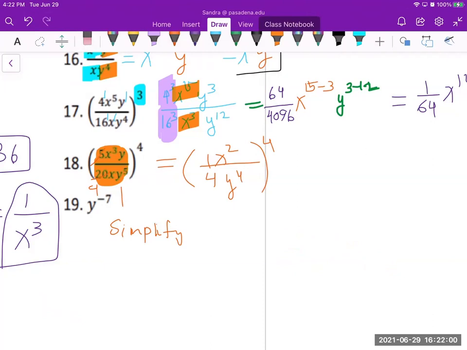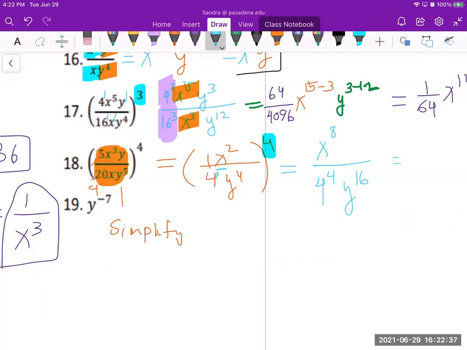Okay, now next, I'm going to distribute the exponent. Now, once again, you can distribute the exponent if you want to, like I did on problem 17, without simplifying it, but then at the end, you still have to simplify. Okay, notice, I don't have to distribute the 4 to the 1 because it's just the 1. So I'm just going to distribute to the x, and then my 4 has its own exponent. So then this is going to be equal to x to the power of 8, 4 to the 4th power, y to the 16th power.